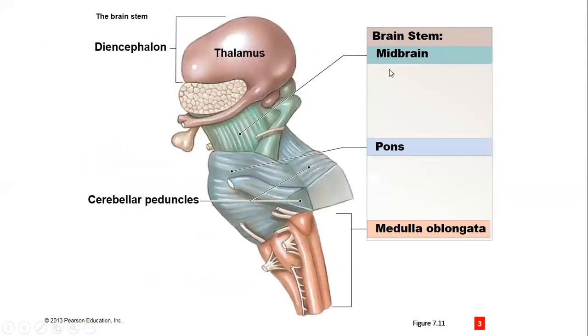So here's the midbrain, the pons. Again, it has respiratory centers, autonomic centers here that control breathing, along with the medulla oblongata and the hypothalamus. And then the medulla we just talked about.